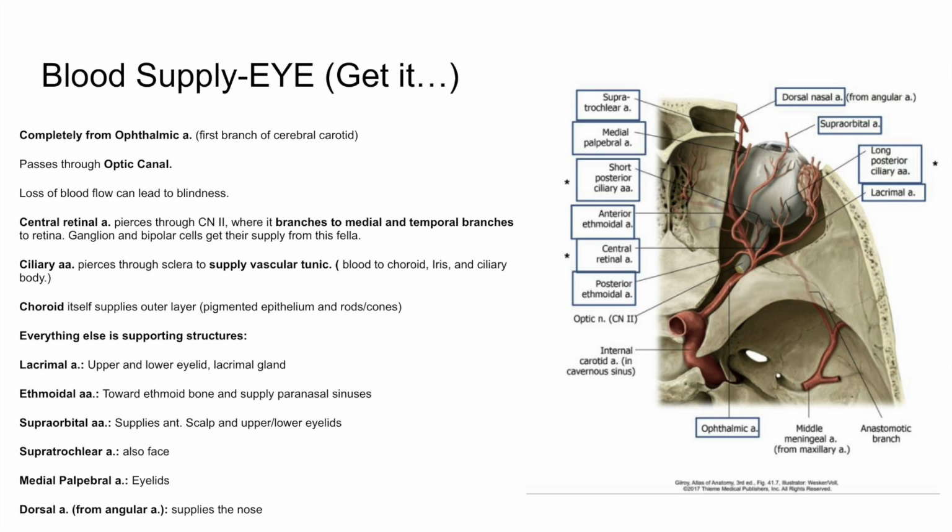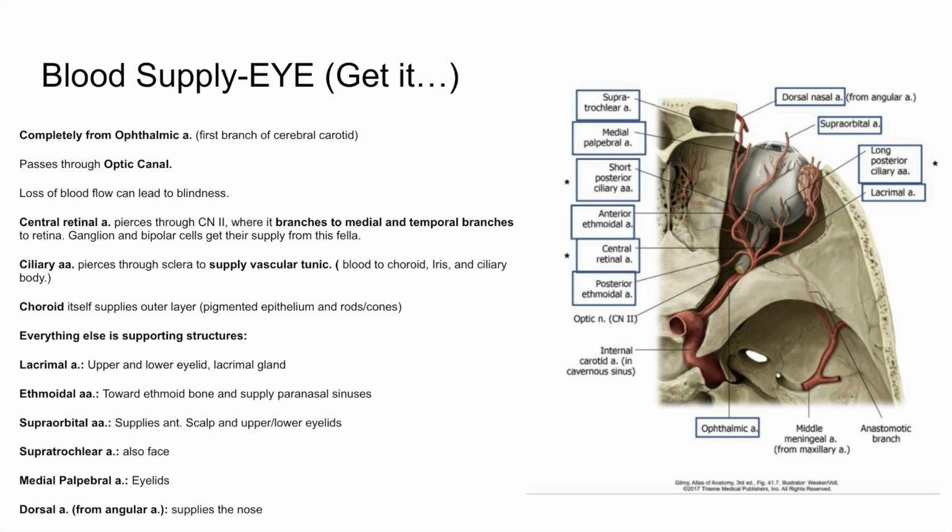In contrast, the outer layers of the retina, specifically the photoreceptors, rods and cones, and the retinal pigment epithelium are supplied by the choroid, which receives blood from the ciliary arteries. These ciliary arteries branch off the ophthalmic artery as well and penetrate the sclera to supply the vascular tunic, meaning the choroid, iris, and ciliary body. So the retina has this dual supply system. You have that inner retina from the central retinal artery and outer retina from the choroidal circulation. And that distinction is very testable.